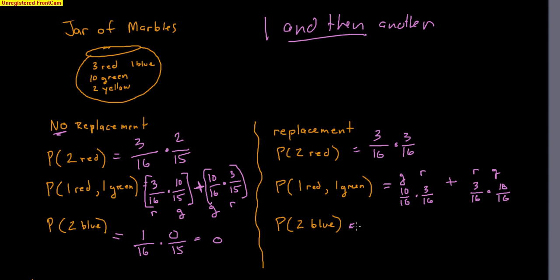Now, 2 blue would be possible here because that would be 1 out of 16, and then you put that marble back, so you need 1 out of 16 again. So that would be 1 out of whatever 16 squared is. So you get the idea here.